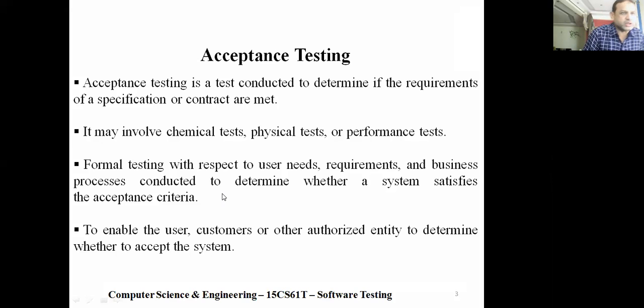To enable the users, the customers or authorized entity to determine whether to accept the system. So we test it so that we can show the customer that the software is ready and he can accept the software. That is what we call acceptance testing. You can go through these points.